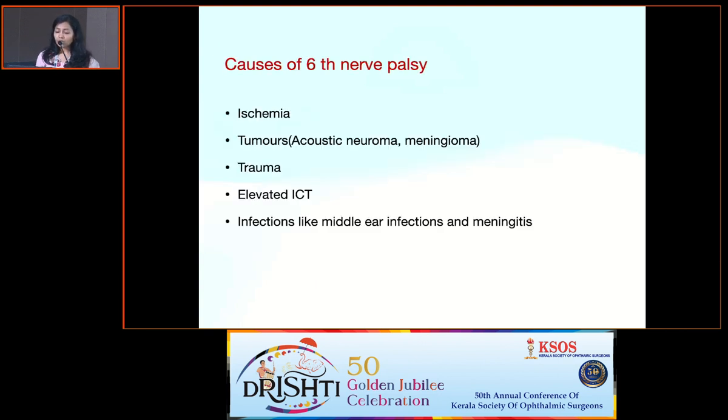The causes of 6th cranial nerve palsy could be ischemic. In any case of 6th nerve palsy, you have to do a complete neurological examination. In case of tumors, if it is a CP angle tumor, look for the 7th nerve, 5th nerve corneal sensation, and also the hearing. Another cause is trauma. Then, as we all know, elevated ICT, so dilate the pupil and look for papilledema.